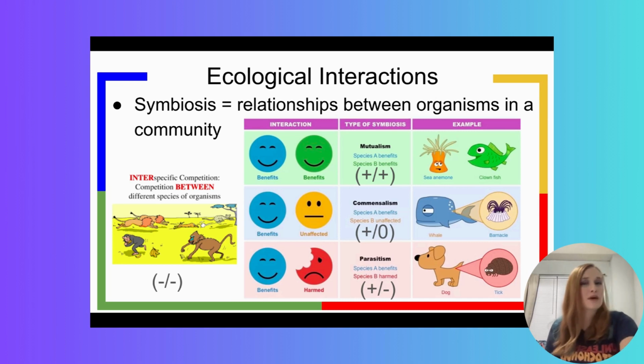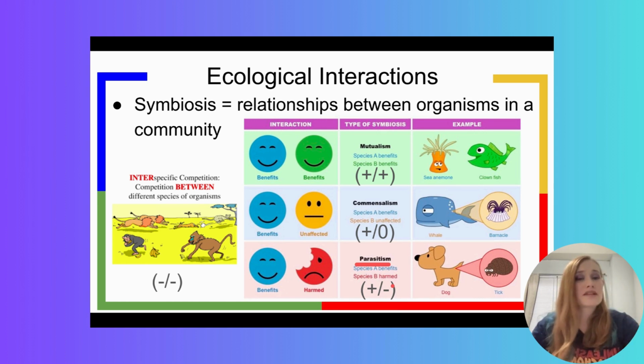All right, so symbiosis. Sym means together, bio means life. So this is a relationship between organisms in a community. There are a few things we're going to look at with this one. First off, we're going to look at parasitism. Parasitism is represented by a plus and a minus. Basically, one species is benefited and the other one is harmed. So one species benefits, the other is harmed.